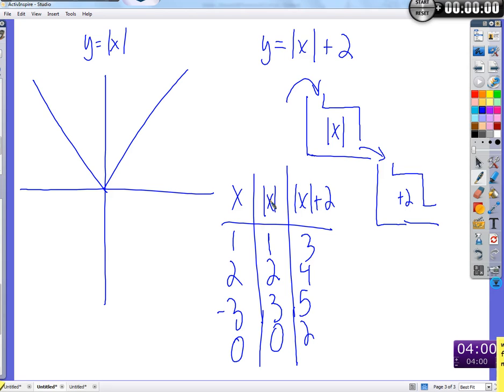Did you have something to add? Is it pretty much the same, just the restart at 2? Yeah, it's like we could move this point up 2. And think about it. That's the point 0, 0, right? 0, 0. And you add 2, so it goes up to 2. I should really do this in a different color. That'd be helpful.